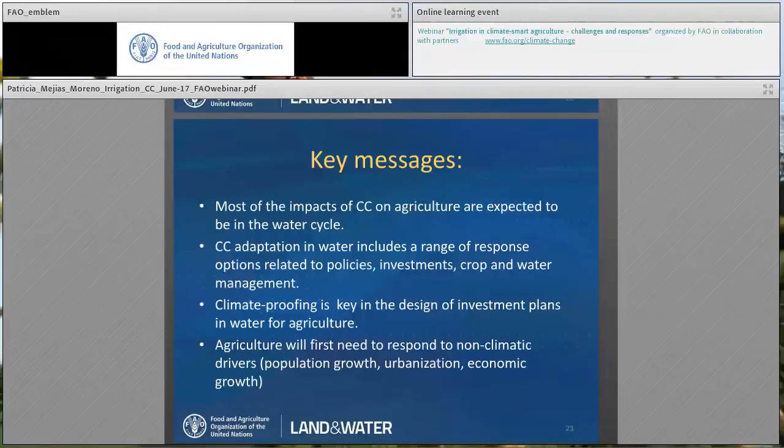I would like to finish my presentation by giving 4 key messages. Most of the impact of climate change on agriculture is expected to be in the water cycle. Climate change adaptation in water includes a range of response options related to policies, investments, and crop and water management. Climate proofing is key in the design of investment plans. And it's important to mention that agriculture will first need to respond to non-climatic drivers, such as population growth, urbanization, and economic growth.